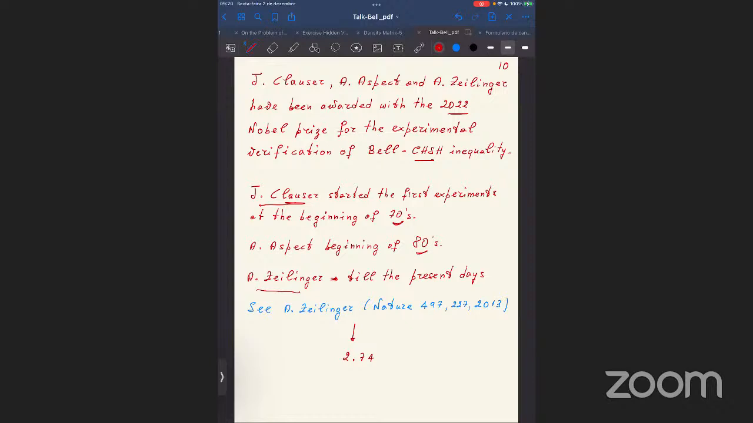For example, if you look at a very nice paper by Zeilinger published in Nature, a quite recent paper, he reports a value which is pretty close to 2.8, which is 2.74. The error is very, very small. I don't remember exactly, but it's really very, very small.